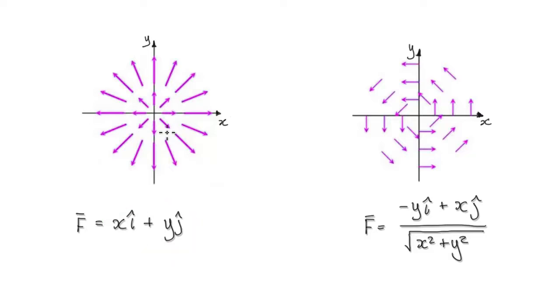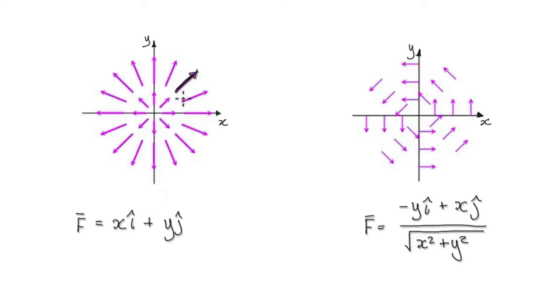Let's say you're currently at this location here, 2, 2. When you're at this location, your x is 2 and your y is also 2. So you would put 2 into the x, 2 into the y, and that will give you this vector: 2 in the i direction and 2 in the j direction. So it would be 2 in the x direction and 2 in the y direction. You're going to get this vector here.